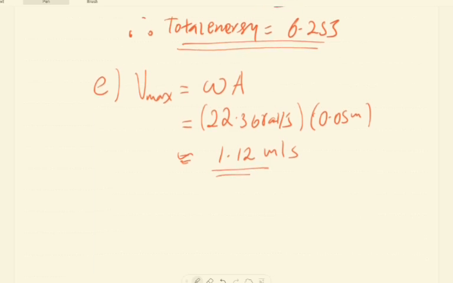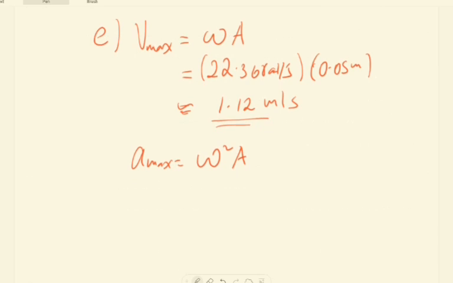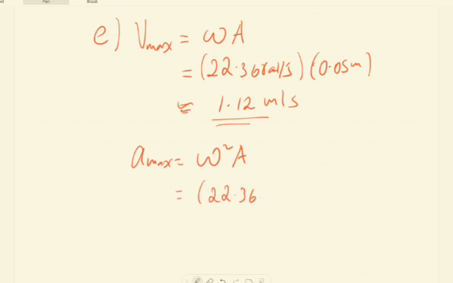In fact, from the given information, one can calculate the maximum acceleration, also given by A max, which is omega squared times the amplitude. So here the omega is given, so omega is 22.36 rad per second, squared, times the amplitude here of 0.05.